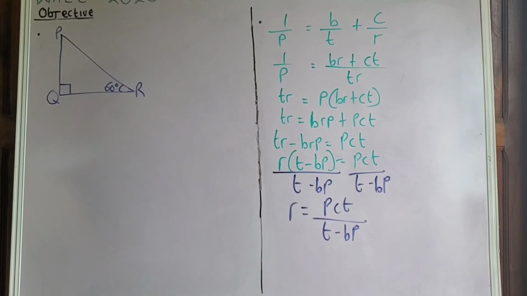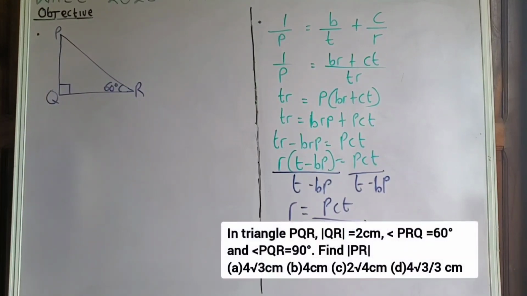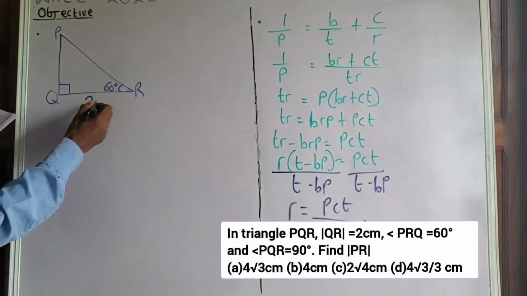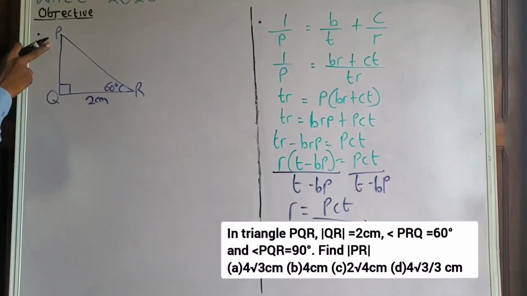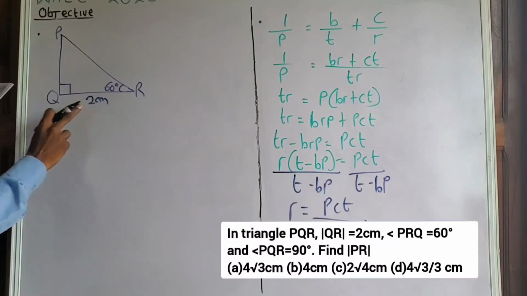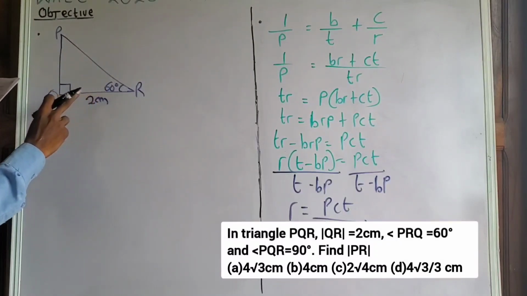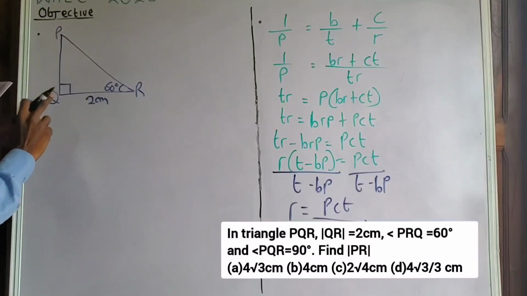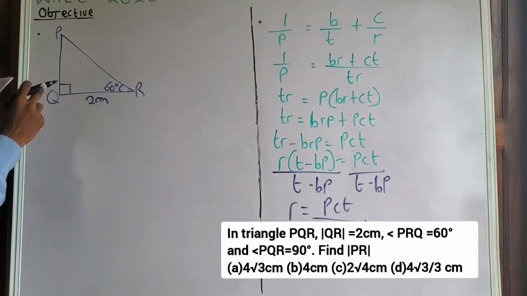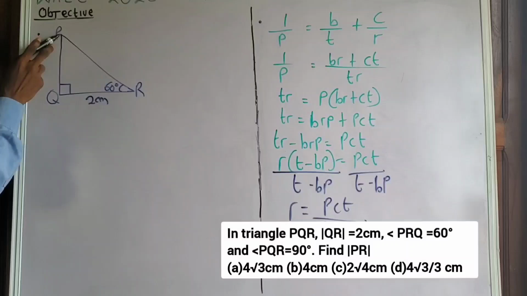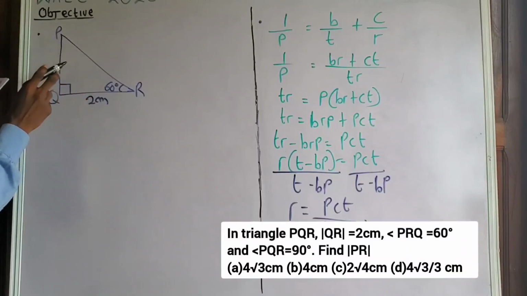In triangle PQR, line QR is 2 centimeter. This line is 2 centimeter. This is the triangle that we're talking about. In triangle PQR, line QR is 2 centimeter. Angle PRQ is 60 degree, and angle PQR is 90 degree. Find line PR. This is the line that we're looking for. This line. Are you getting it?